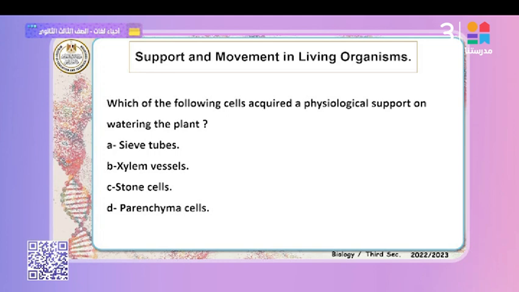First question. Which of the following cells acquires physiological support on watering the plant? Physiological support is considered temporary support. Why? Because it depends only on water. With abundance of water in the cells, the temporary physiological support occurs. With the absence of water, the physiological support is lost.